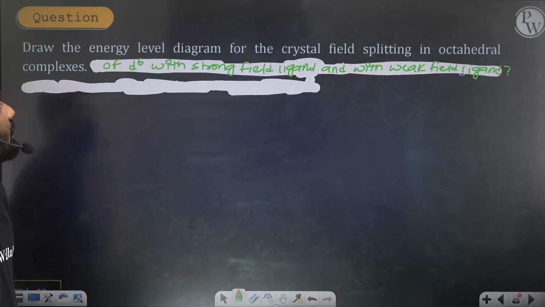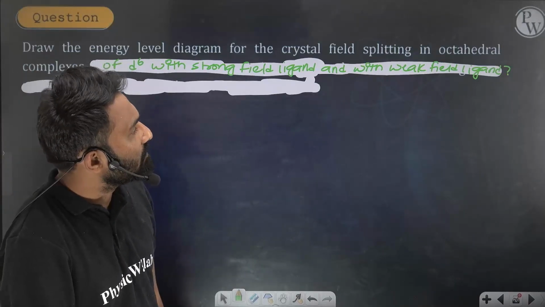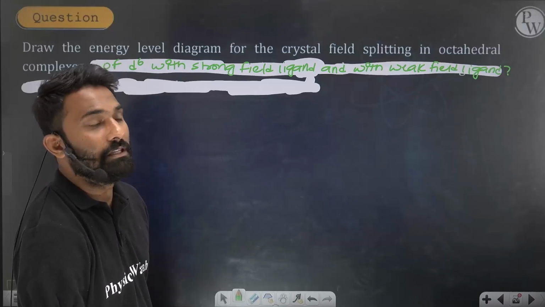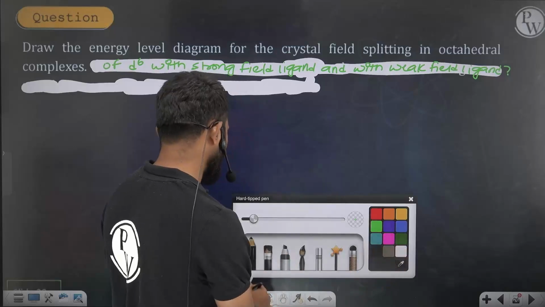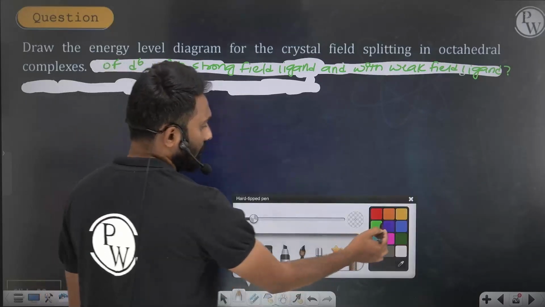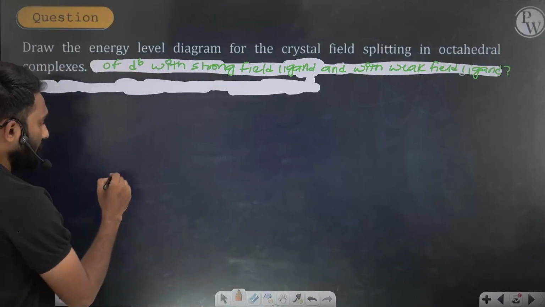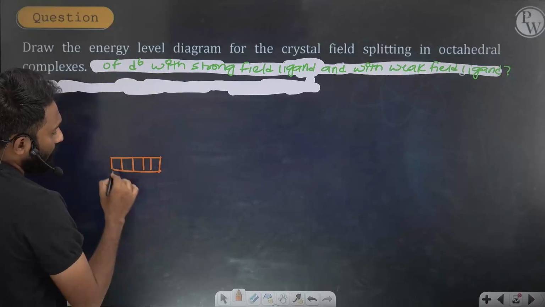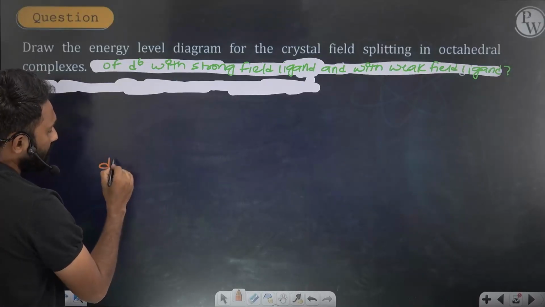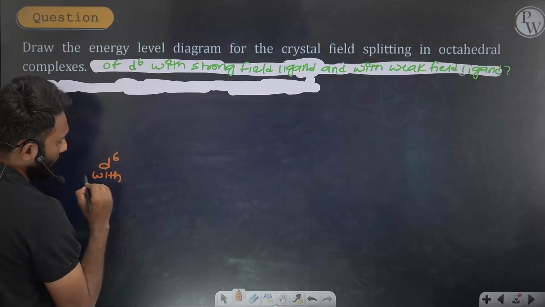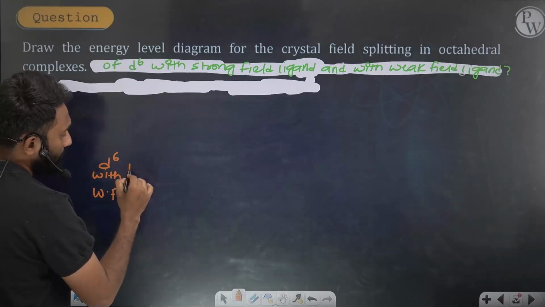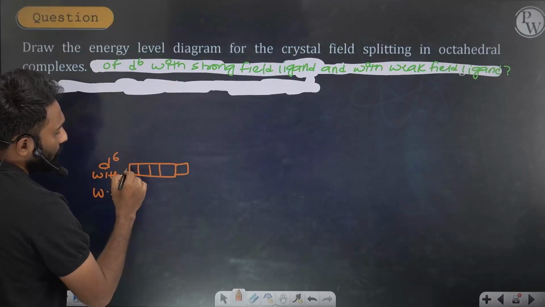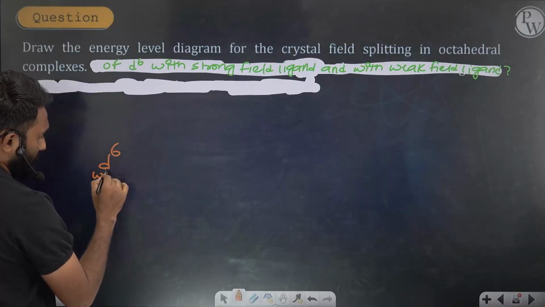Next, what is shown? Draw the energy level diagram of the crystal field splitting in an octahedral complex of d6 with the strong field ligand and with the weak field ligand. Now what is the crystal field splitting energy diagram in an octahedral complex? It is asking for the energy diagram of d6. 1 2 3 4. Now d6 with a weak field ligand. 1 2 3, 6, or else with a weak field ligand.